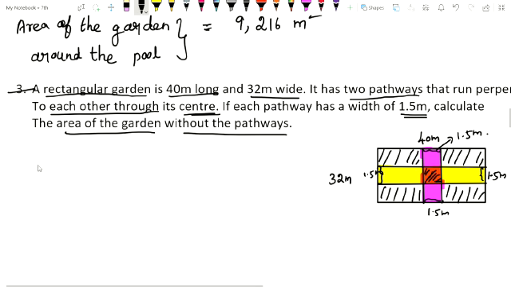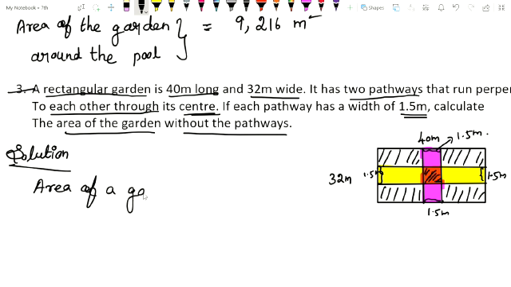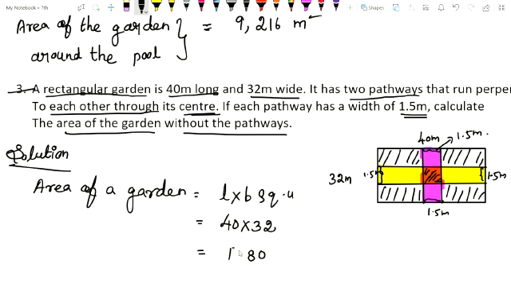Okay, children, see here, first you find out the area of the garden. Solution. Area of a garden equals length into breadth square units, because the garden is in the shape of a rectangle. So, area of a rectangle equals L into B. Here length is 40 and breadth is 32. Now multiply: 4 2s are 8, 4 3s are 12. So, 1280 meters square. This is the area of the garden.